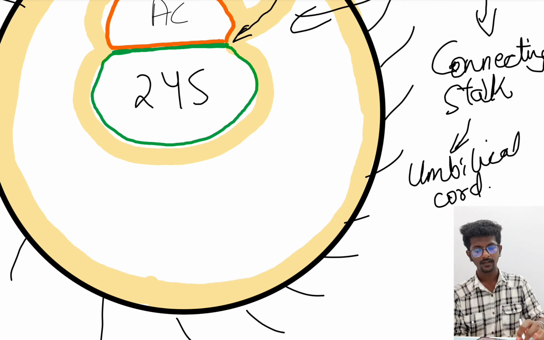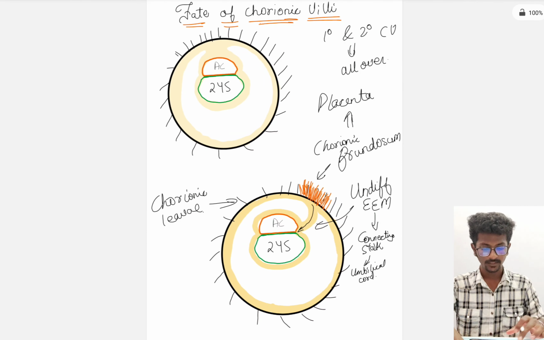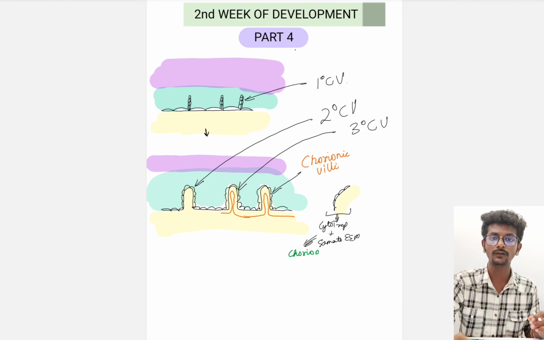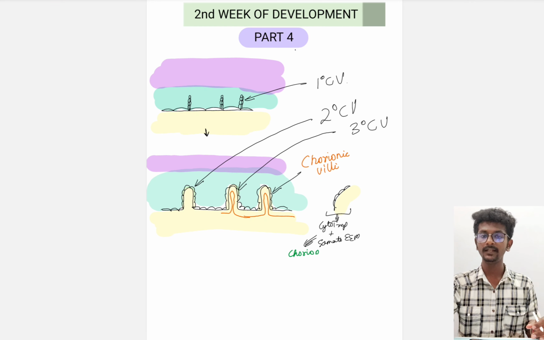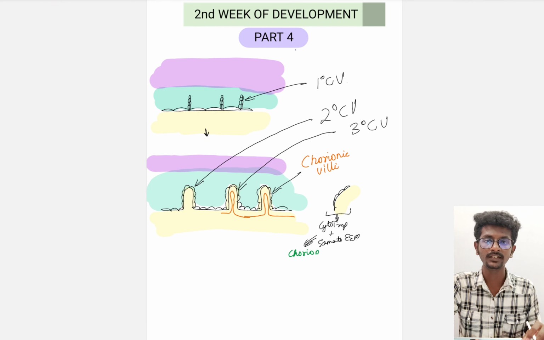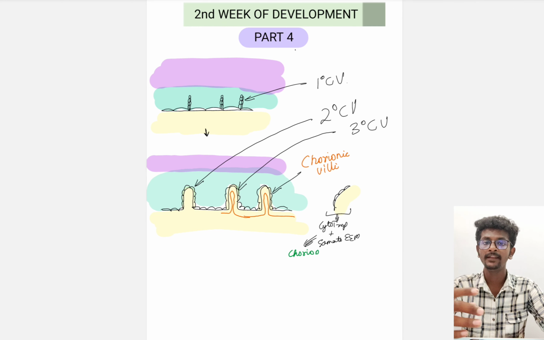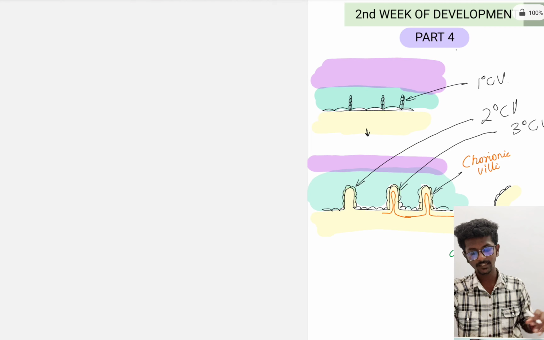I hope this is very clear to you guys. This was all about the development of the chorionic villi and the fate of the chorionic villi. The development and the fate of the chorionic villi formation is itself a very important question in the university exam, and also it forms the base for the placenta formation lecture. I hope this is very clear to you guys.